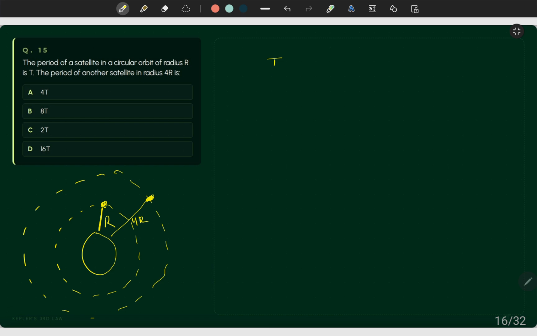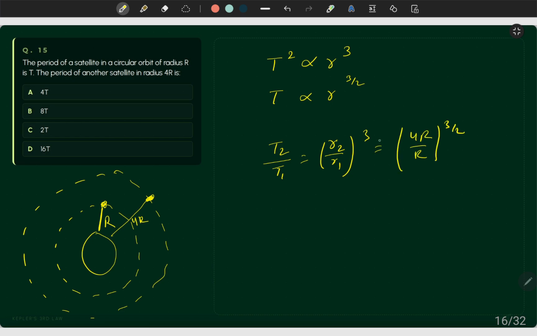So we know that the square of the time period is proportional to r cube, or T is proportional to r to the power 3 by 2. So time period of second by time period of first is equal to (r2 by r1) power 3 by 2. This is equal to (4r by r) power 3 by 2, is equal to 4 power 3 by 2, that is 8. So T2 is 8 times T1, that is correct answer is B.